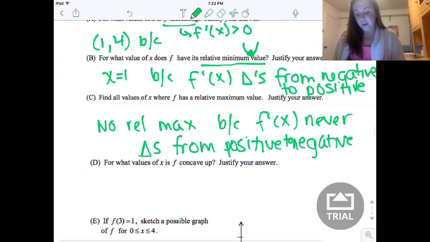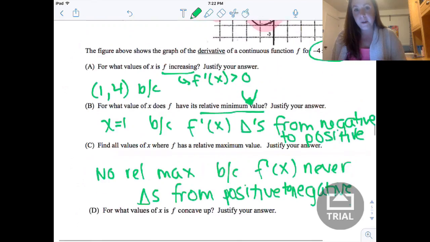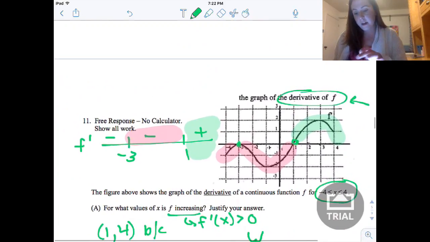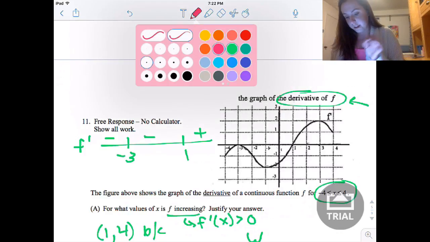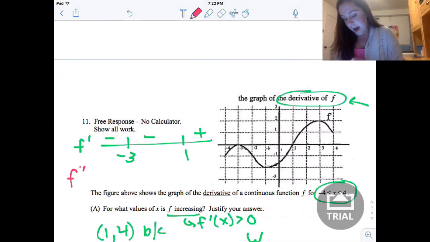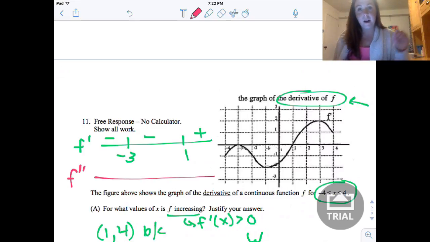And then the last question here that we're going to deal with is, for what values is it concave up? Okay, so concave up, we're looking at the second derivative. So I'm going to go back and make a sign chart for this, actually. So for my second derivative, I'm going to erase some of these babies. For my second derivative, let's change colors here. I'm looking at the slope of f prime. Okay, the slope of f prime.